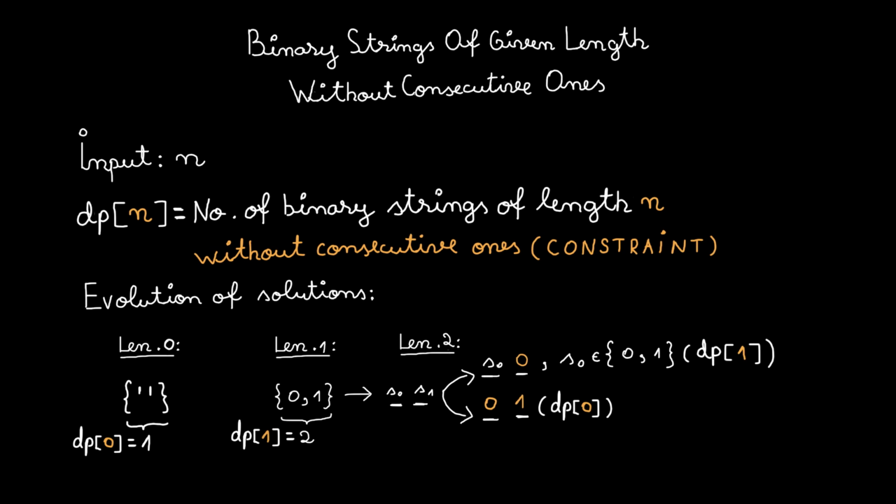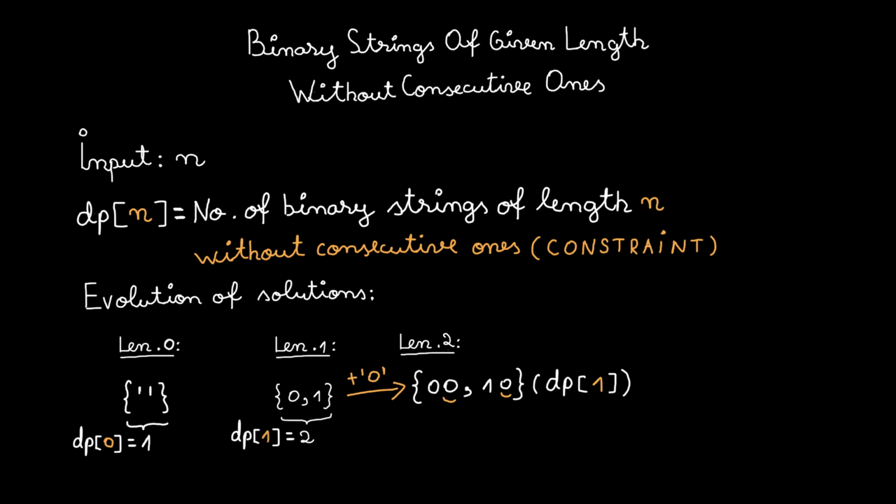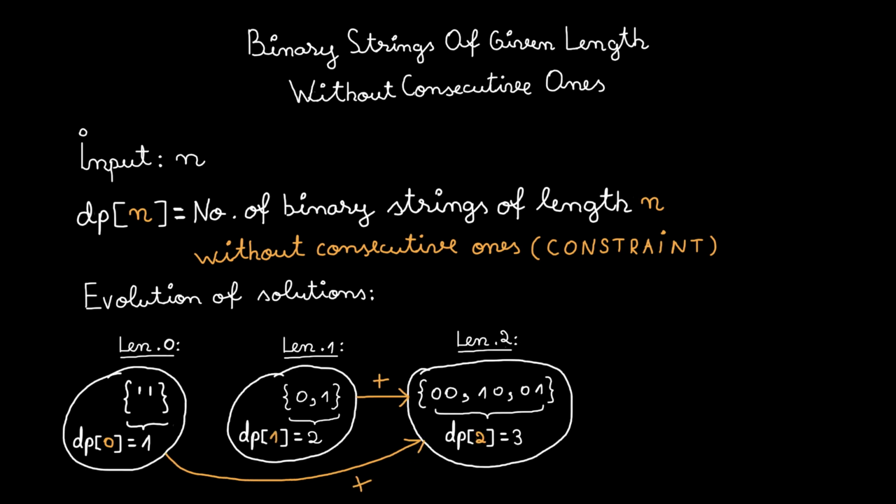So, the valid strings of length 2 are created by picking each valid string of length 1 and pushing 0 to its end, or picking the empty string and pushing the characters 0, 1 to its end. You might have already noticed why I have done this trick with the empty string, because now we can see the relation between dp of 2 and the previous two ones. dp of 2 equals dp of 0 plus dp of 1.